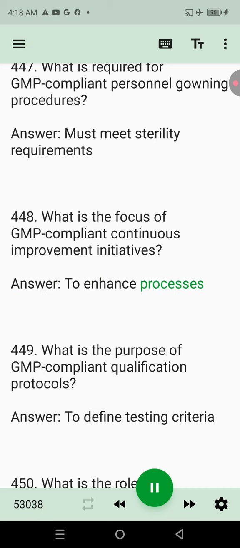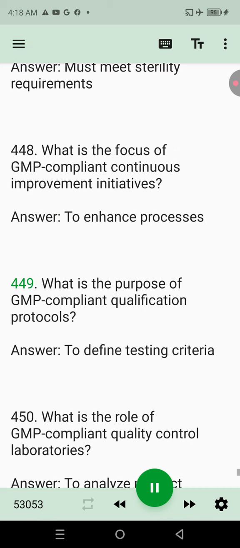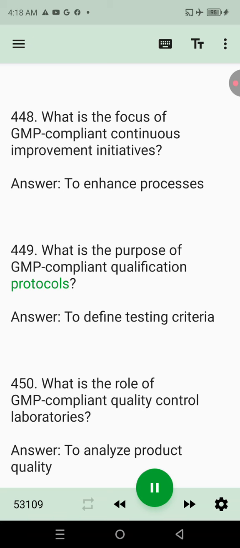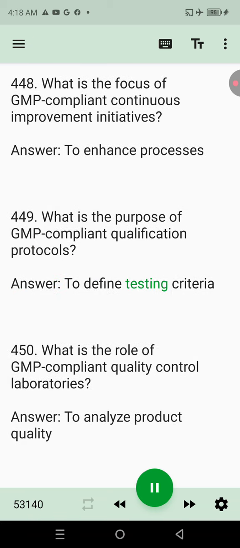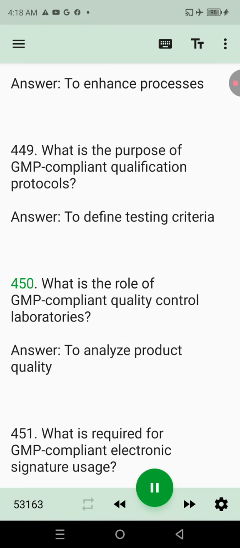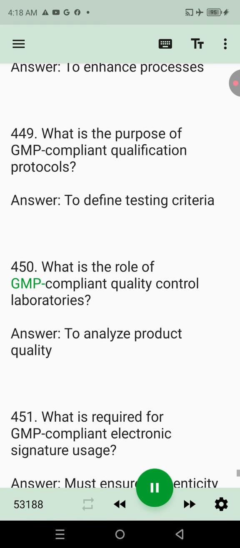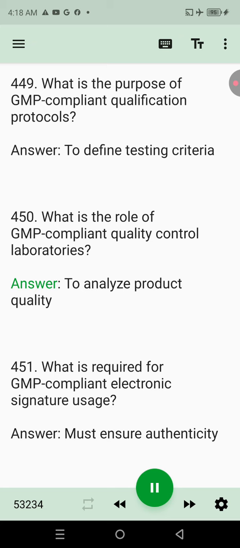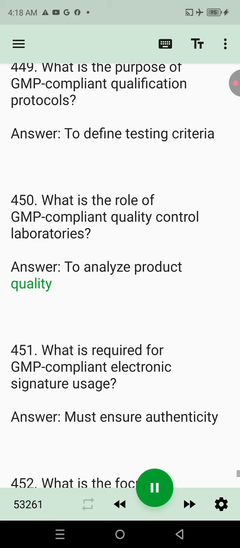Answer: to enhance processes. 449. What is the purpose of GMP-compliant qualification protocols? Answer: to define testing criteria. 450. What is the role of GMP-compliant quality control laboratories? Answer: to analyze product quality.